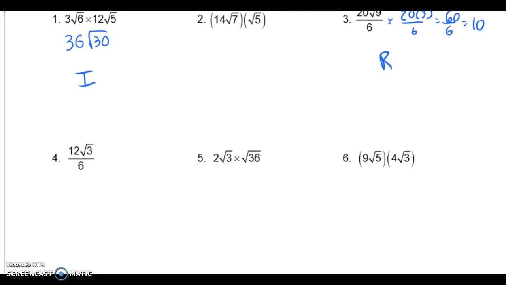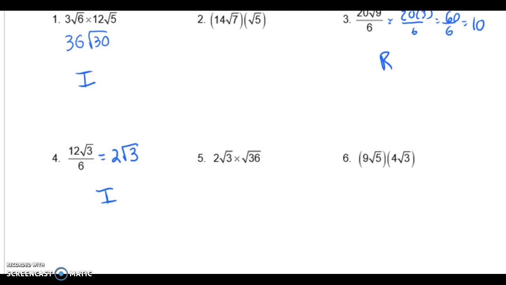Number 4, we cannot simplify that square root of 3. We just kind of have to leave it there. But there are numbers outside that we can simplify. We can take the 10 and 6 and divide those out to give us 2, and then square root of 3 left over. Now, again, we have a radical left. It's not a perfect square, so that would be identified as an irrational number.